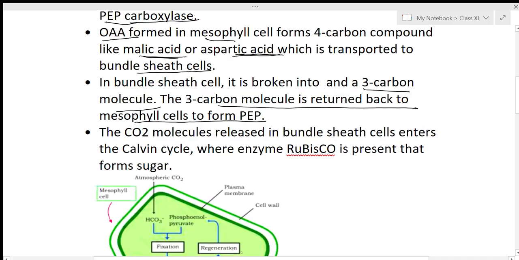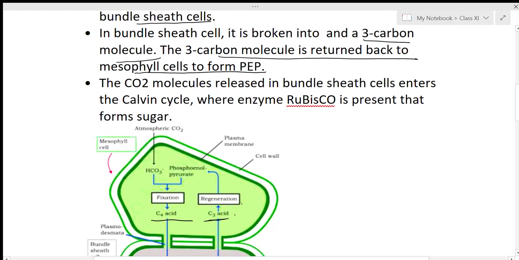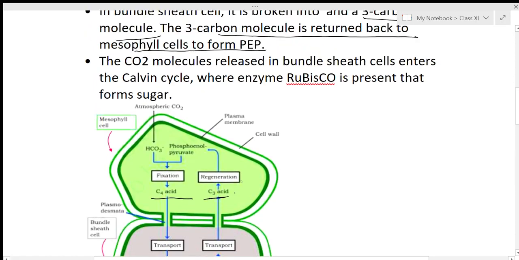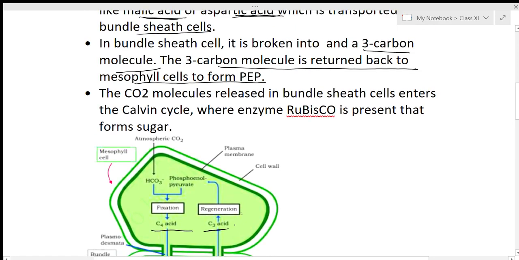The CO2 molecule released in bundle sheath cells enters the Calvin cycle. Here we can say that the C4 acid breaks into CO2 and C3 acid. The CO2 is transferred to the Calvin cycle for fixation. And in the Calvin cycle, what happens? The CO2 is combining with RuBP in the presence of the Rubisco enzyme.